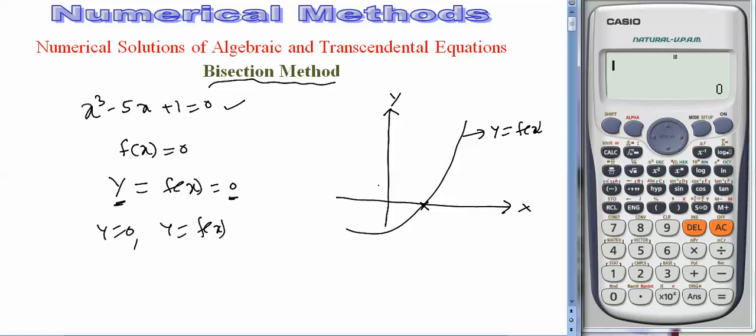We have several methods. In this lecture, we will discuss the bisection method. Before going to the bisection method, first we will discuss the intermediate value theorem. This theorem is also very easy.